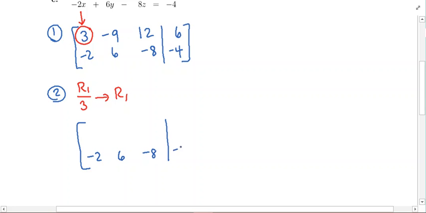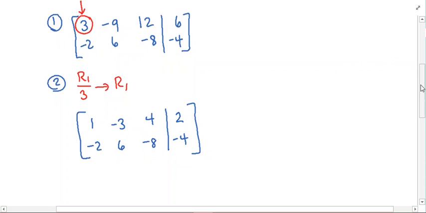So here we go. Take everything in row 1 and divide by 3. I'm just going to eyeball it here. 3 divided by 3 is 1. -9 divided by 3 is -3. 12 divided by 3 is 4. 6 divided by 3 is 2. There we go, there's our second matrix. We want to keep working in this column.